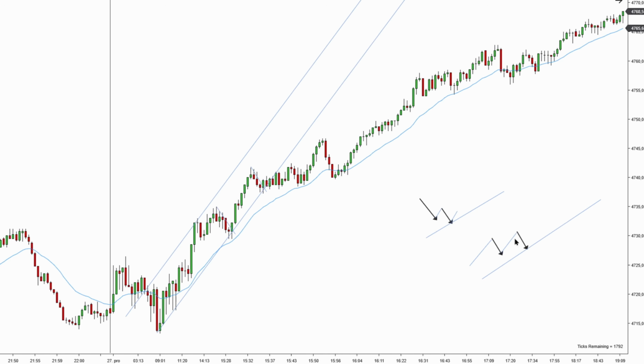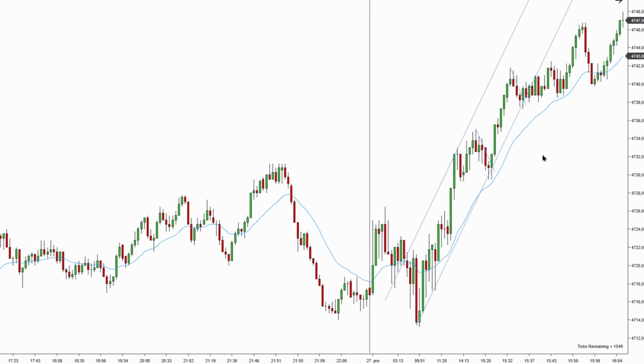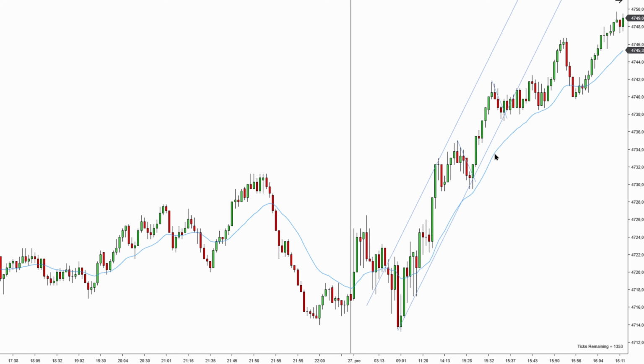Now I have two high probability setups right here. I have a second entry long, two-legged pullback at a key entry point, and I have a failed second entry short at a key entry point. And the reason why I'm only looking for bullish high probability setups is because the EMA hasn't even let price close below it once. This is clearly a nice bullish uptrend.